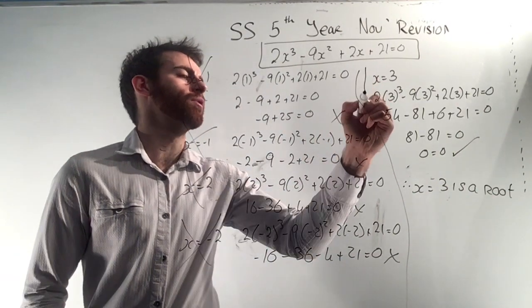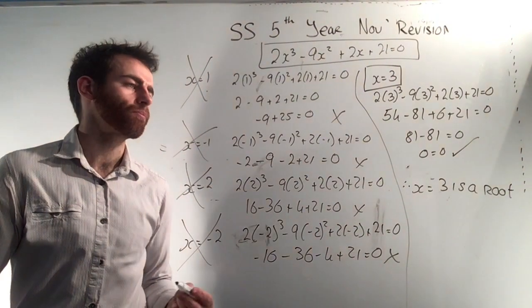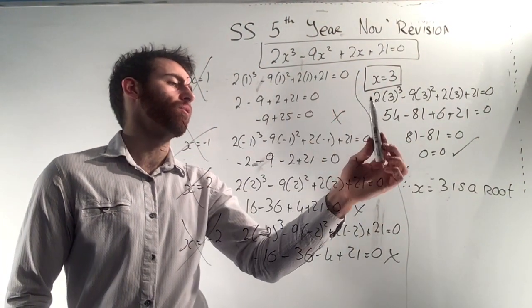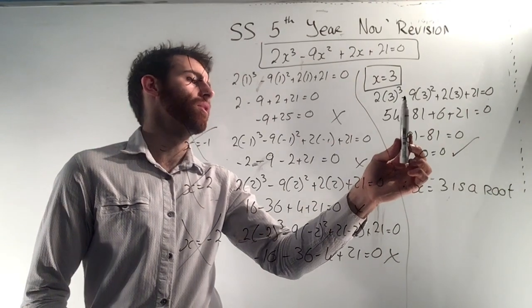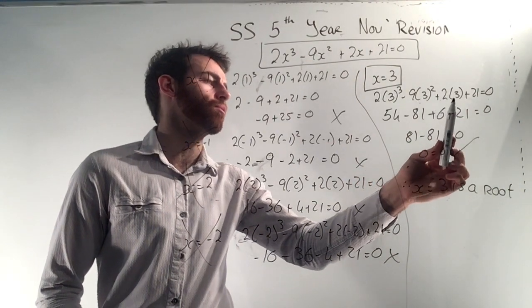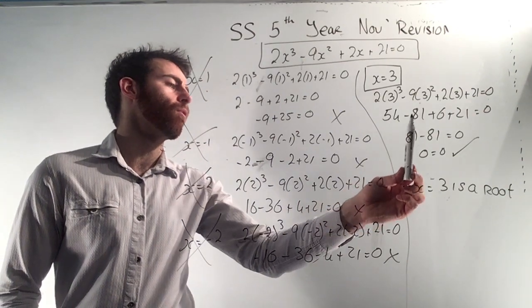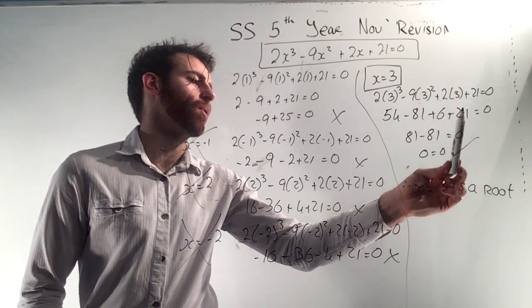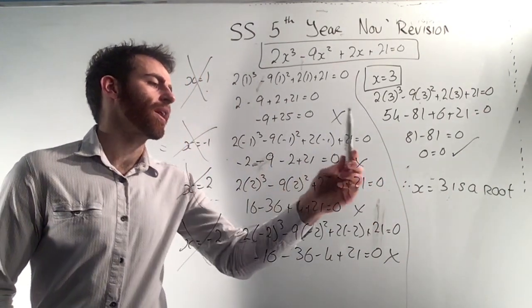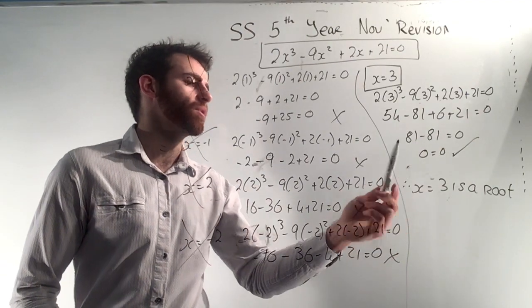But for us, the one that's going to work is x equals 3. When you sub in x equals 3, you get 2 times 3 cubed minus 9 times 3 squared plus 2 times 3 plus 21 equals 0. So that's 54 minus 81 plus 6 plus 21 equals 0. So you get 81 minus 81 equals 0.